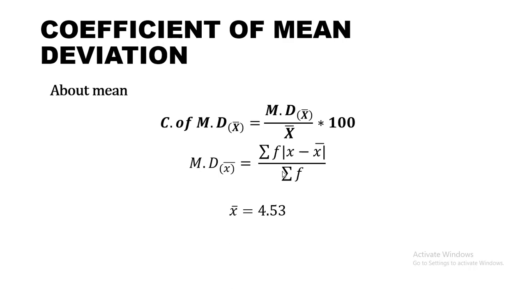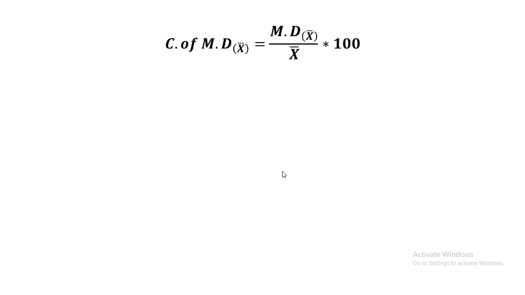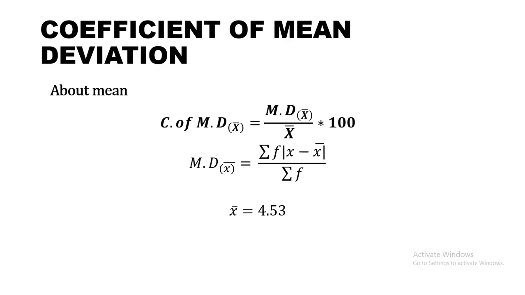Since mean I've already calculated, which is equal to 4.53, you can verify your answers by calculating mean, where the formula is summation fx divided by sum of f. Okay, so coefficient of mean deviation about mean. Here I've also calculated the value for mean deviation about mean, which is equal to 0.7066. You can check your answers by using the formula I told you earlier, which is here. Use this formula and you'll find the value.